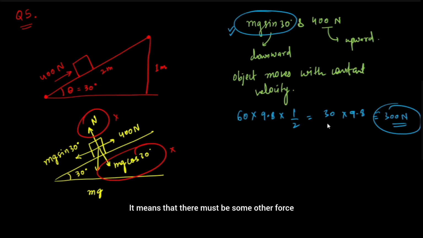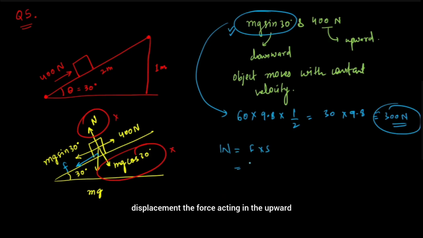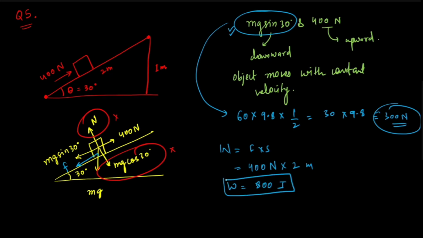What does it mean? It means that there must be some other force as well, apart from this mg sine 30 and 400 newtons, and that force is going to be, I guess, frictional force. When it is moving upward, the friction force is also going to act in the downward direction. It's not our concern which force is acting here and which is not. We have to find out the work, and work is simply force times displacement. The force acting in the upward direction is 400 newtons. The displacement in the upward direction is 2 meters. The work done here is 800 joules.